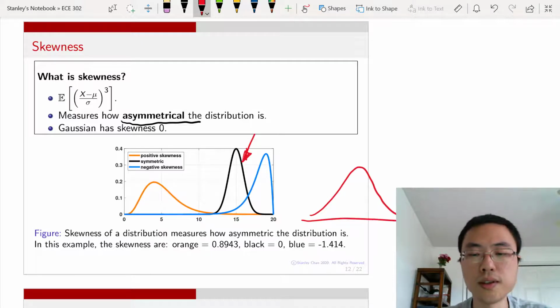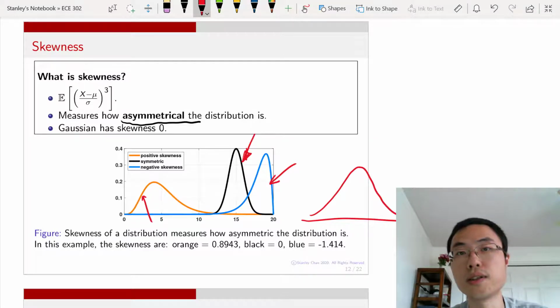The Gaussian, by definition, is a bell shape, a symmetric function, and therefore it has a skewness of 0. There are many distributions that you can find in practice that lean towards one side or the other. These distributions have a non-zero skewness.